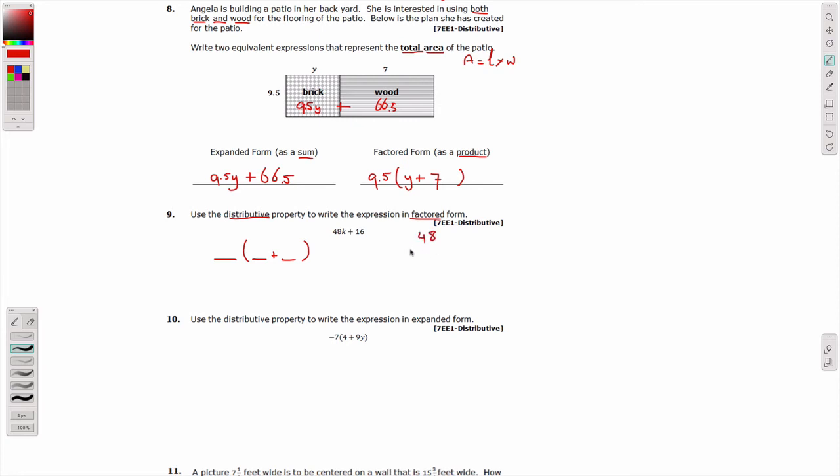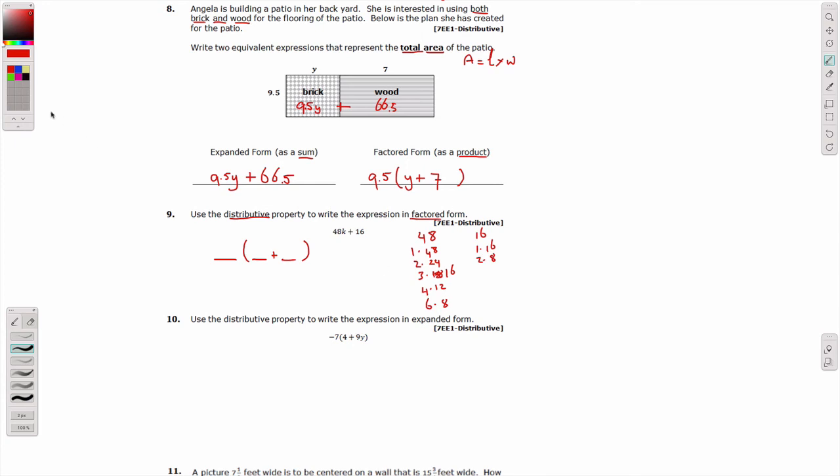So for 48, the factors are 1 times 48, 2 times 24, 3 times 16 is 48, 4 times 12, 5 doesn't go, 6 goes, 6 times 8. So 48 has a lot of different factors. Okay, let's try 16. I can do 1 times 16, 2 times 8, 3 doesn't go, 4 doesn't go, 5 doesn't go. No, that's enough.